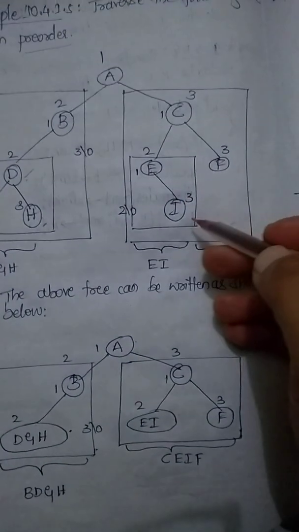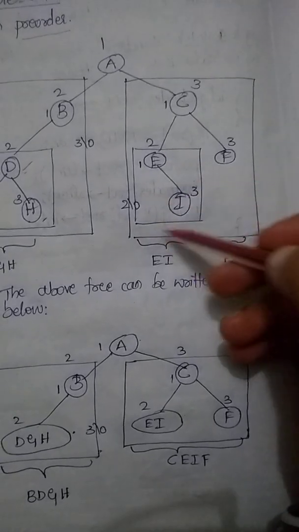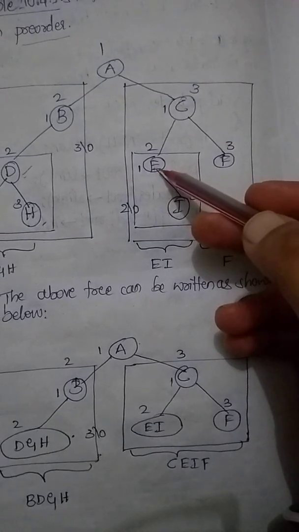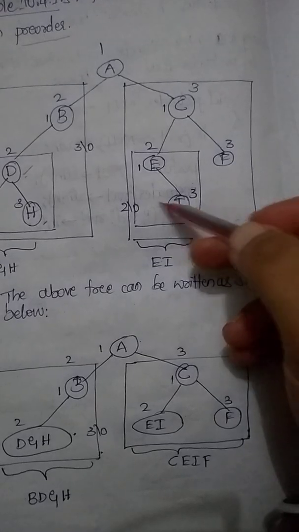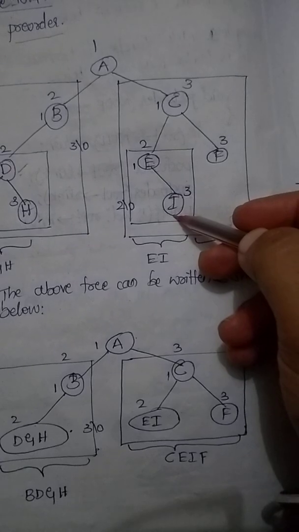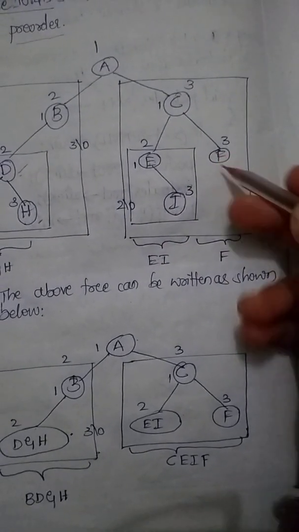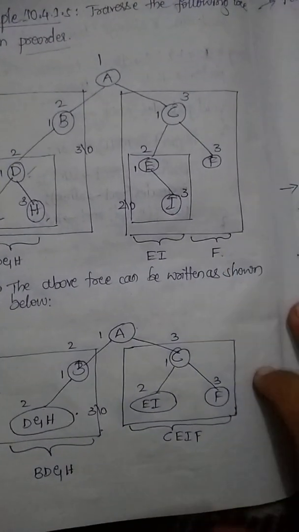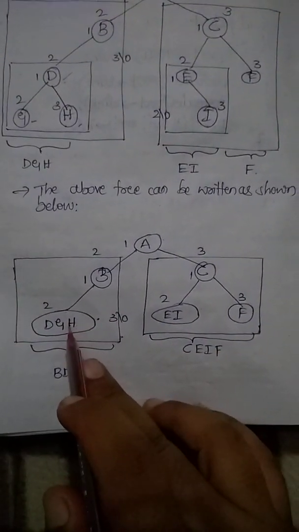Out of this, at the first step we'll get D, G, H, then go for the right subtree. Here again I have a small tree available. In the preorder, first E will be printed, then the left is null, so we'll go to the right subtree, which is I, so EI will be the result. And here since only one node is available, I am going to write F as it is. Further, I am going to write in a simplified way.